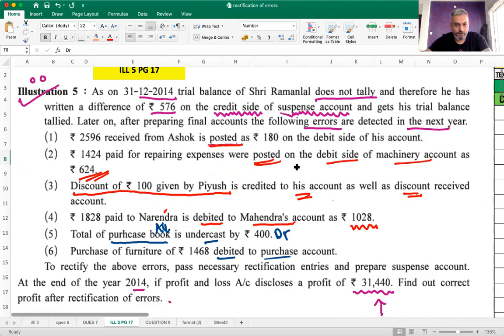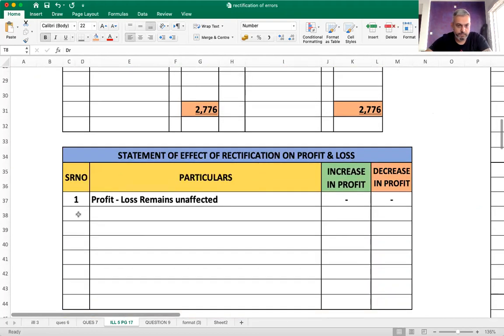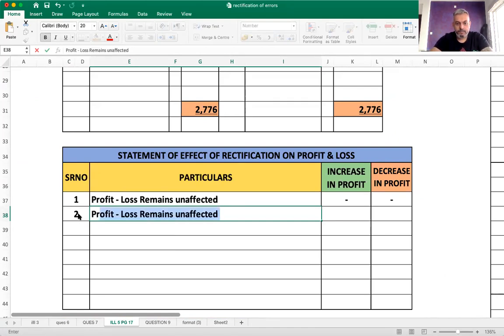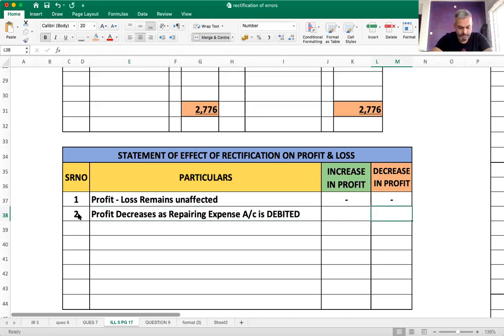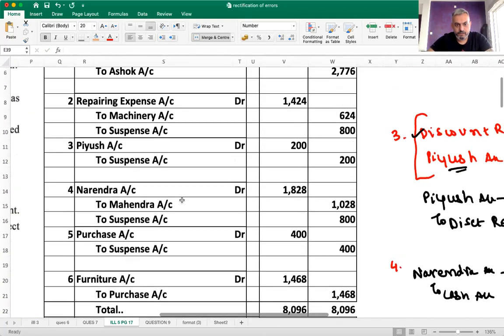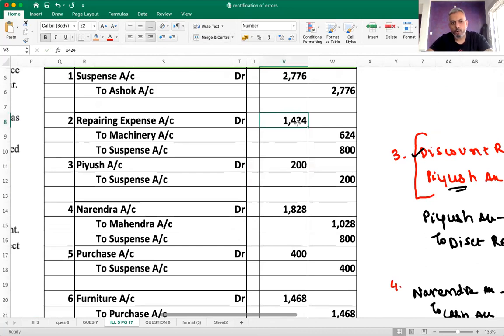सो लेट्स राइट फॉर दिस सेकेंड वन. Profit decreases as repairing expense account is debited. So in the decrease column, write the amount 1424.